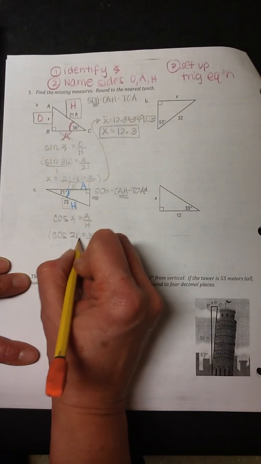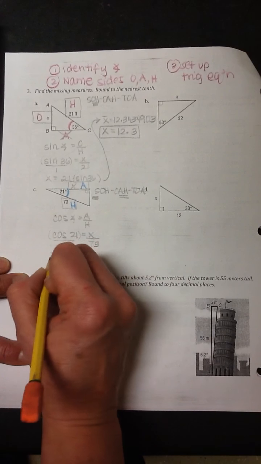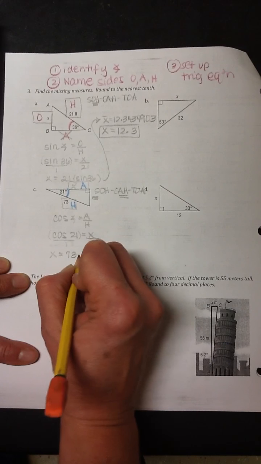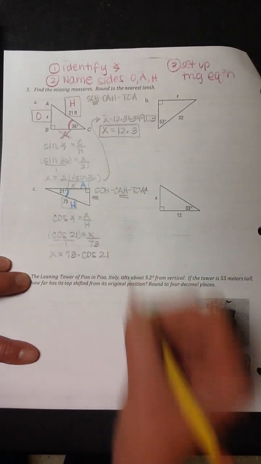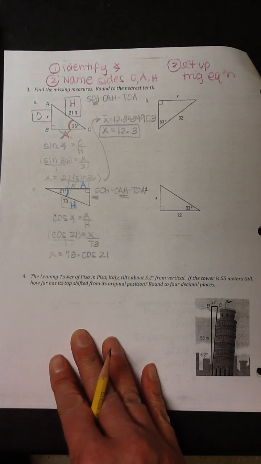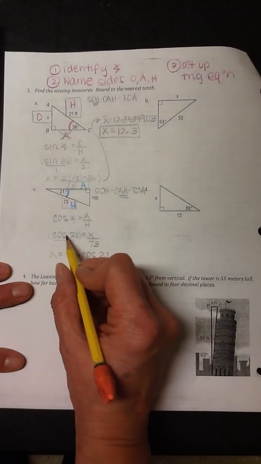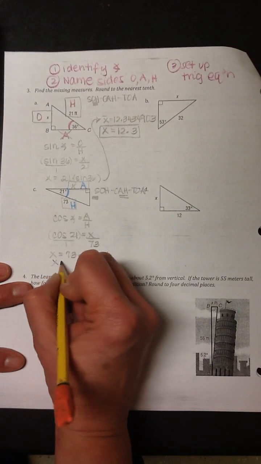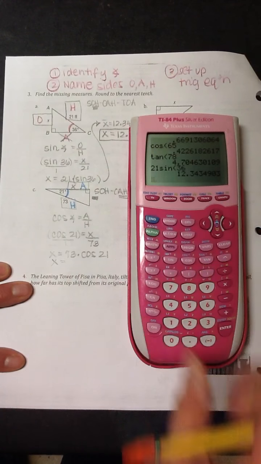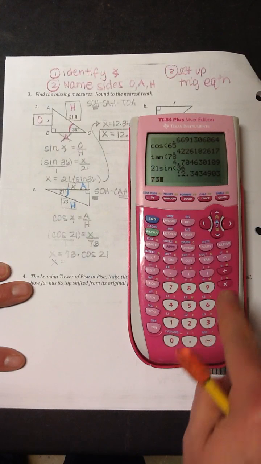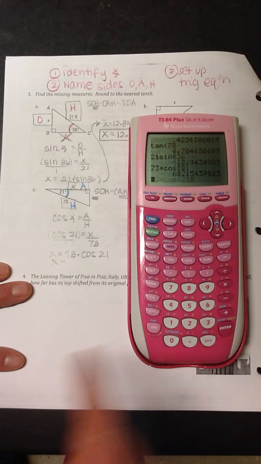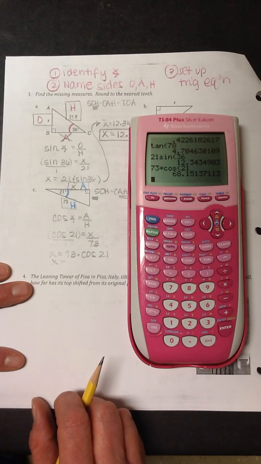I'm going to treat this like a number because it is. Cross multiply, so I have 73 times the cosine of 21. Always put the number that you're multiplying by the trig function in front, so the 73 goes in front of the word cosine. Type this into my calculator. I'm typing in 73 times the cosine of 21, and I end up with that answer.